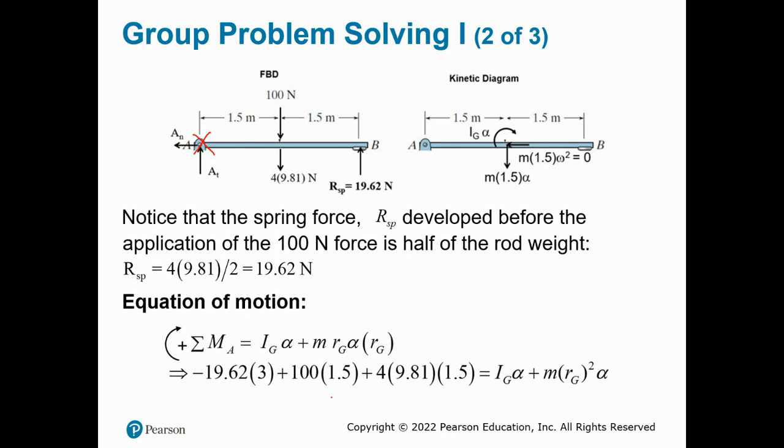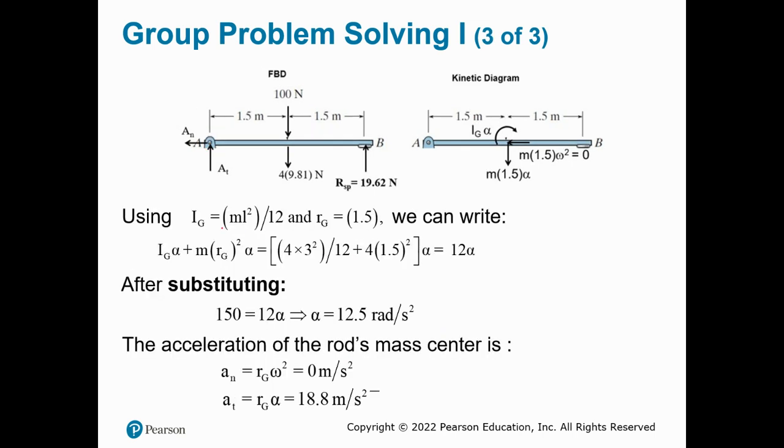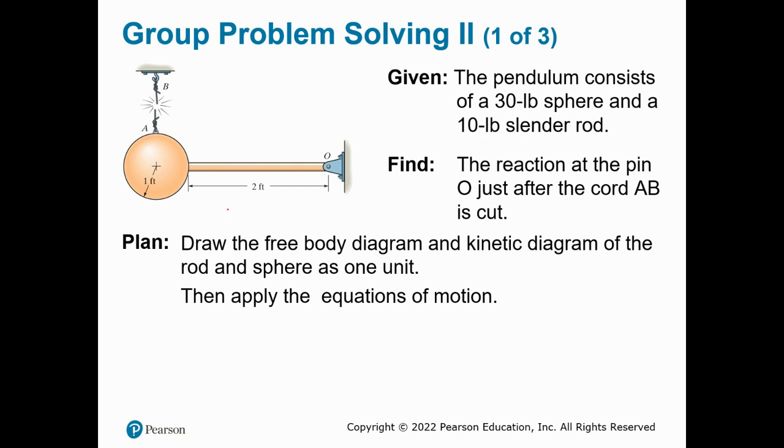The equation of motion says sigma M_A equals I_G alpha plus m r_G alpha times r_G, and then you plug in our values. And again, it's a rod, so we know the equation to calculate the I_G for the rod, and then your r_G is 1.5. And then substituting, we can calculate the values of a_n and a_t. Okay, keep going. Our last group problem.